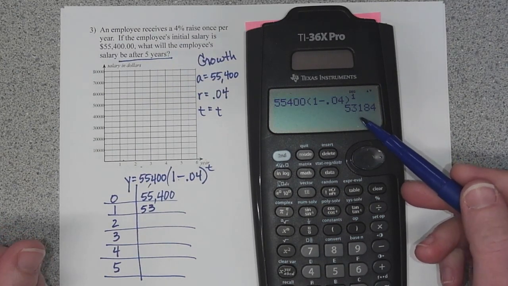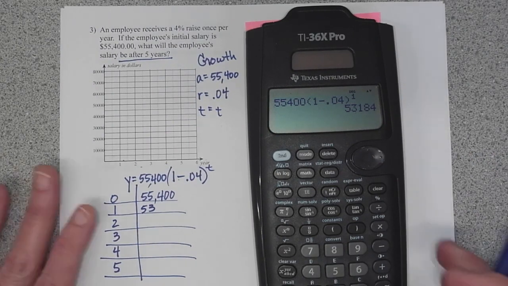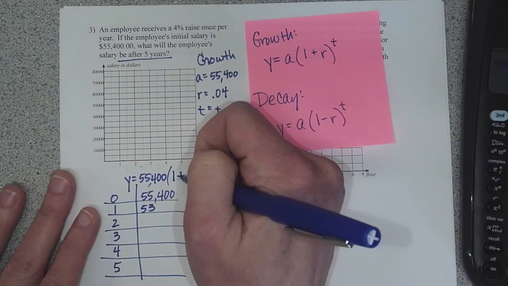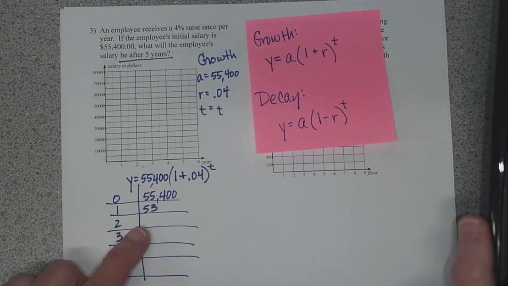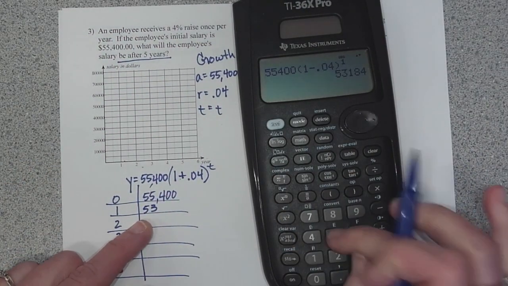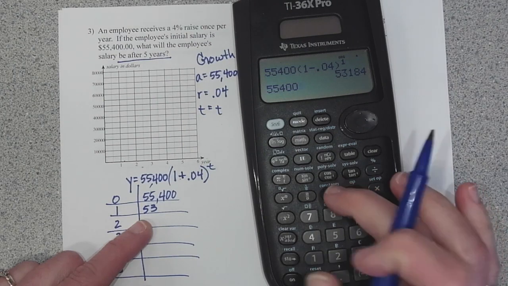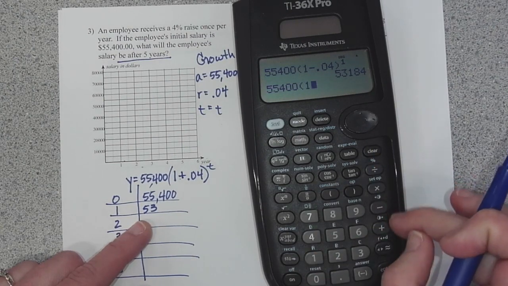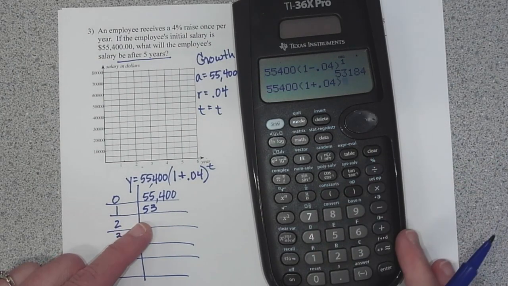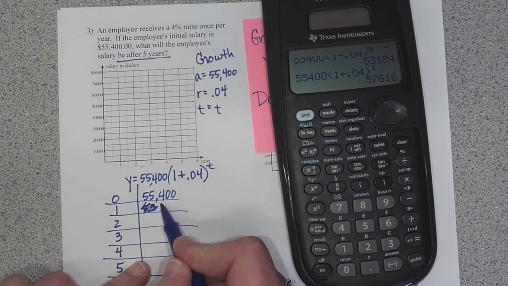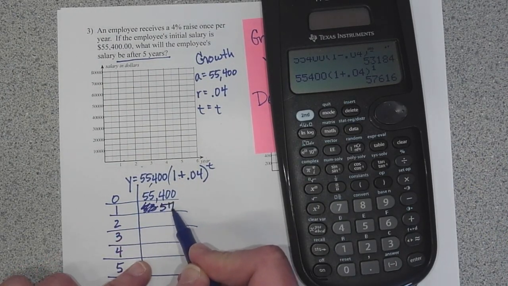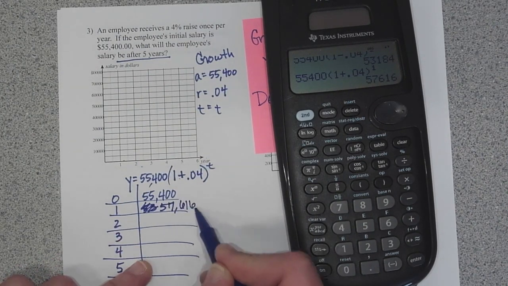But look, his salary went down. So clearly I'm doing this wrong. And here's the problem right here. I used my decay formula and I needed my growth formula. So let's make that into a plus sign. At least it's easy to fix, right? 55,400, parentheses 1 plus 0.04, and then to the power of 1. That is so much better. If I was that employee, I'd be much happier about my salary going up than I would be about it going down.